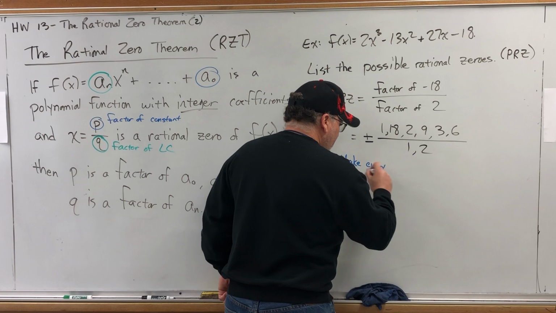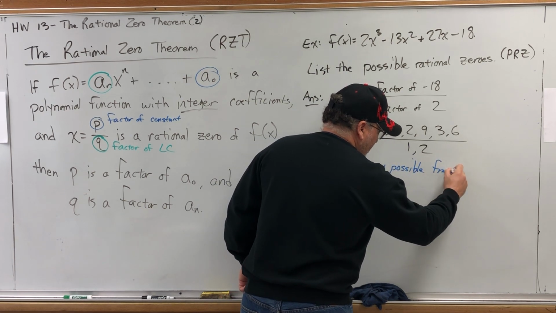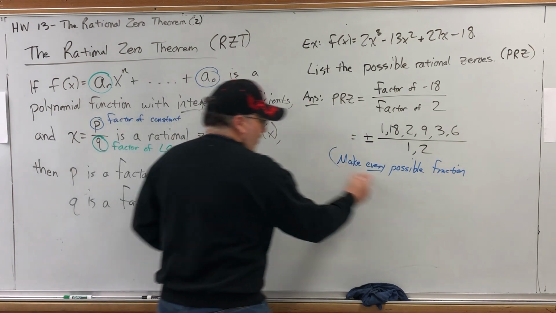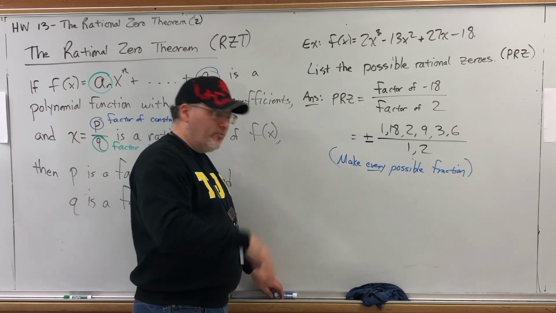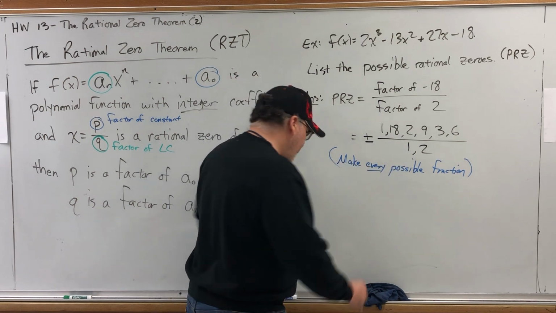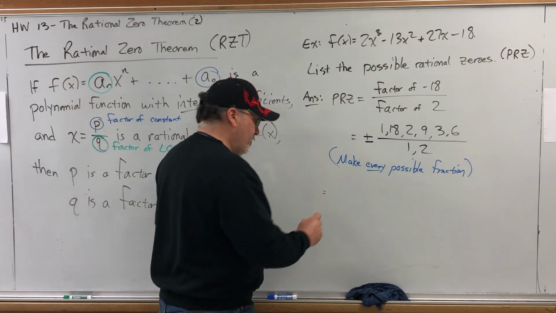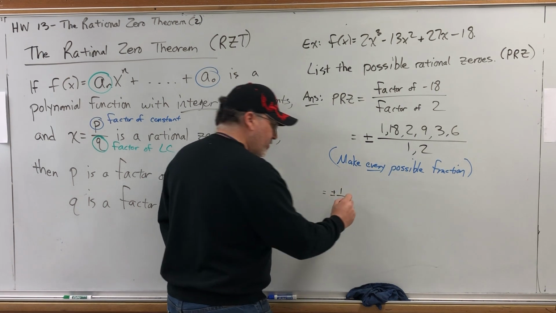Make every possible fraction by picking one numerator and one denominator. Now, what I recommend is to pick one denominator and then go through all the numerators. For example, let's start with the denominator of 1 and list every fraction we can make with the denominator of 1. So plus or minus 1 over 1, that's the first numerator.